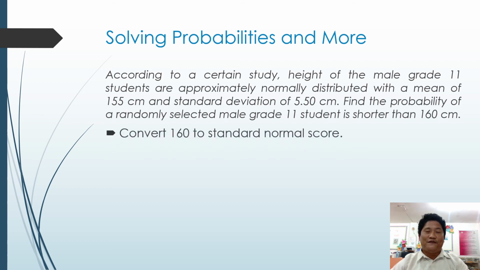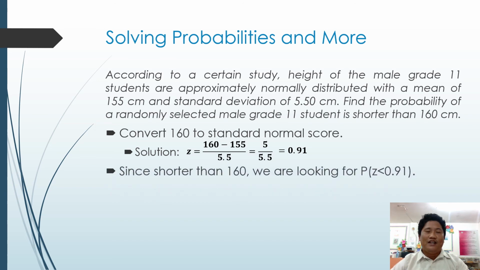First thing to do is to convert 160 to a standard normal score or z-score. So we'll use the formula in getting the z. We have here 160 minus 155 all over 5.5, which is equal to 5 divided by 5.5, so our z is 0.91. Since we are asked for shorter than 160, we are looking for the probability of z less than 0.91.